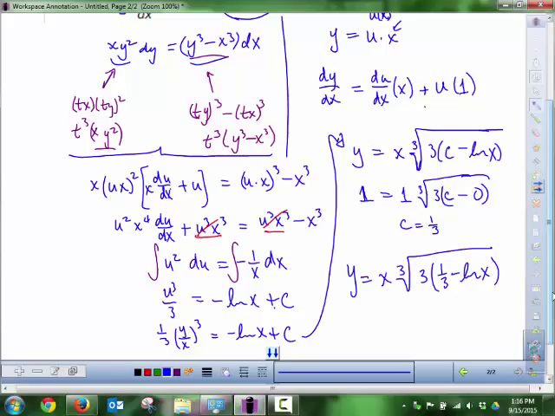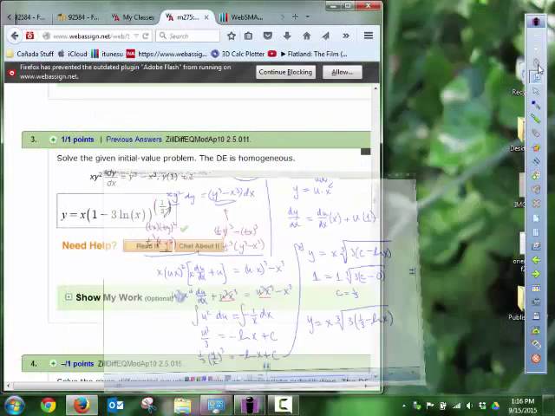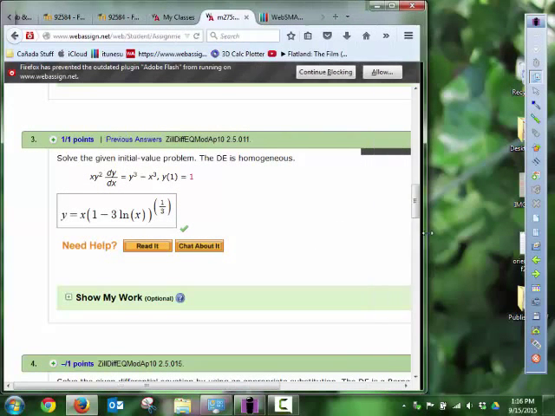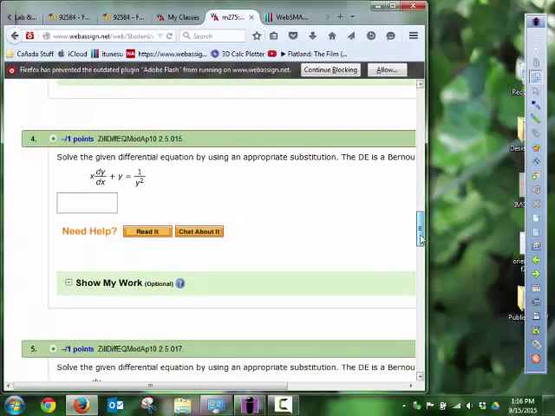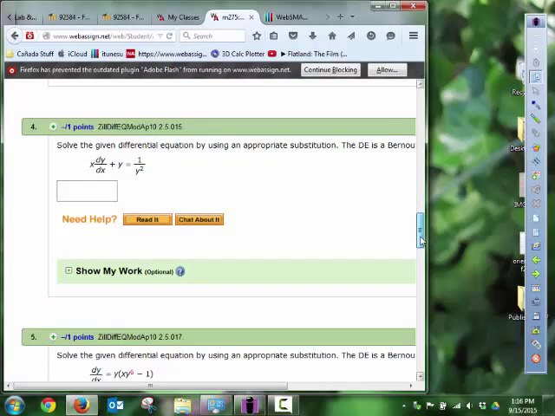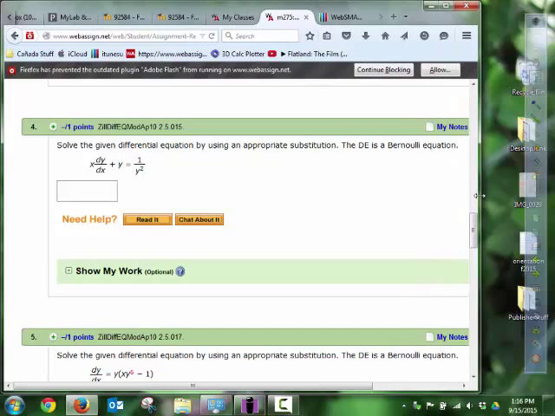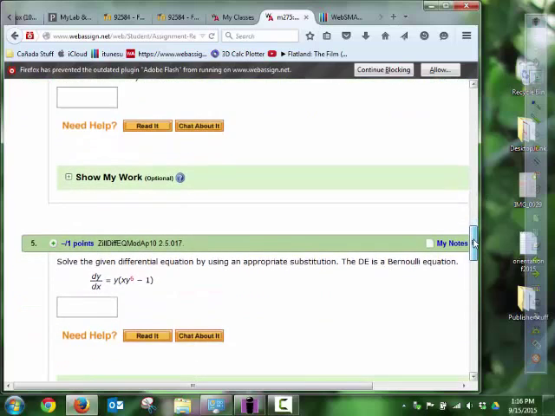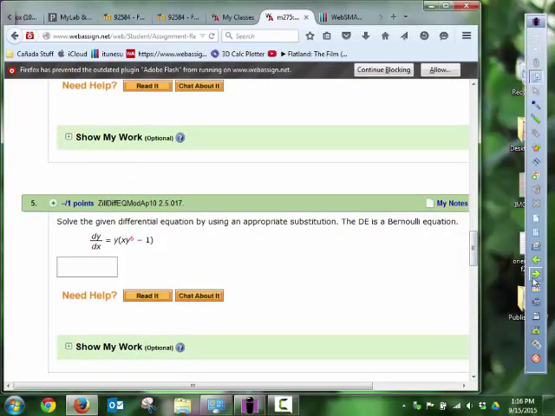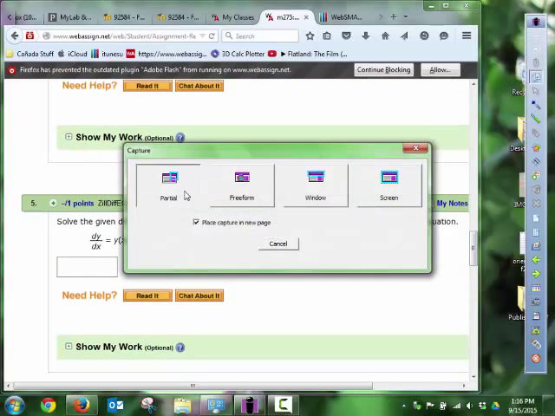All right. Should we do another problem from this section? Or a Bernoulli? Here, it says this DE is a Bernoulli equation. Oh, number 5? This is a Bernoulli equation. Let's do number 5.